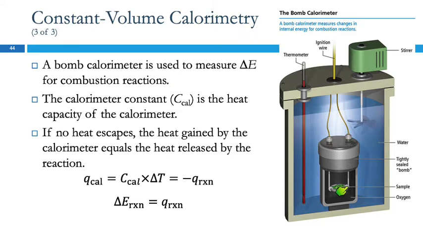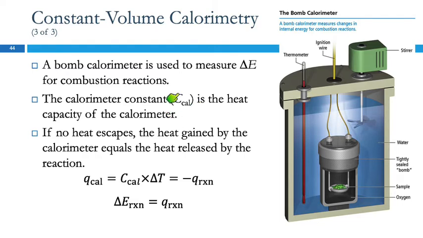This little bomb in here contains oxygen, a platform for the sample to sit on, and ignition wires so that you can pass electric current through here and get the thing to start burning. Outside the little bomb is water and an insulated container, and we've got a thermometer so we can measure the temperature, and we've got stirring so that the heat gets uniformly spread around.